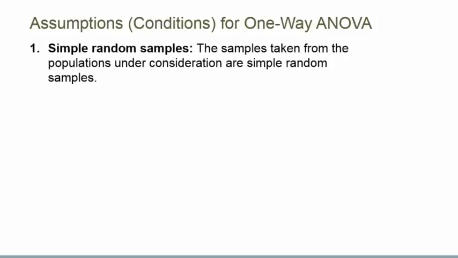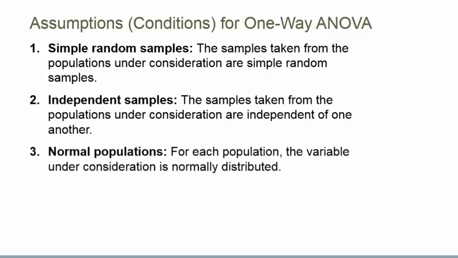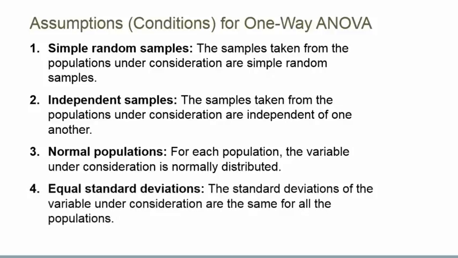Assumptions, conditions for one-way ANOVA. 1. Simple random samples. The samples taken from the populations under consideration are simple random samples. 2. Independent samples. The samples taken from the populations under consideration are independent of one another. 3. Normal populations. For each population, the variable under consideration is normally distributed. 4. Equal standard deviations. The standard deviations of the variable under consideration are the same for all populations.